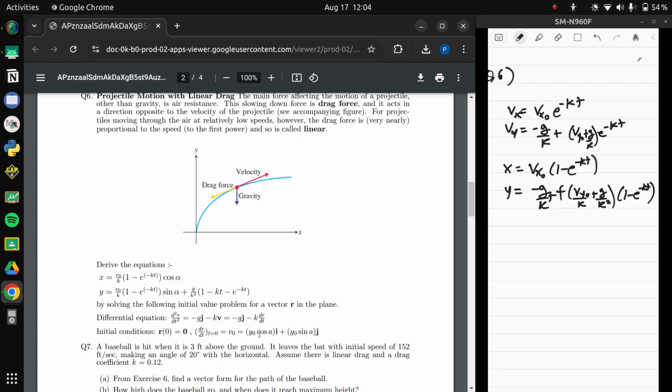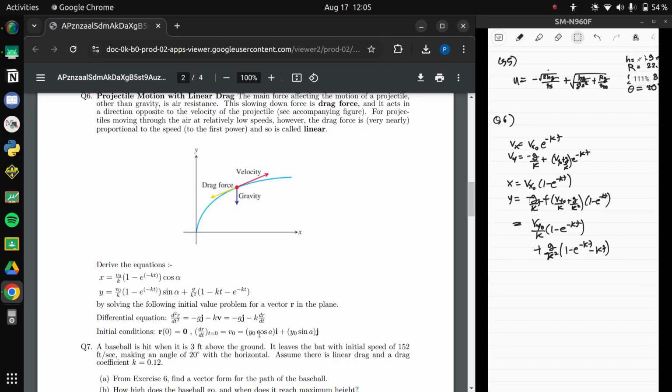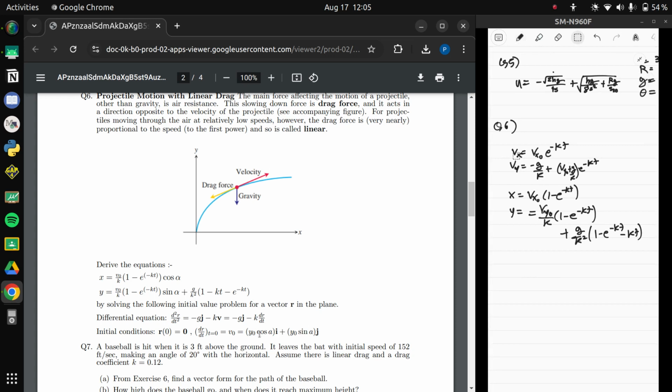So v cosine alpha is just the Vx0 thing, so x is that upon k, 1 minus e power negative kt. Yep, that's okay. And y is exactly just that: Vy0 upon k, 1 minus e power negative kt, combined with g by k square, minus e power negative kt, minus kt. Yeah, that's your law, and once you have this, everything is derived from that. Okay, that solves this.